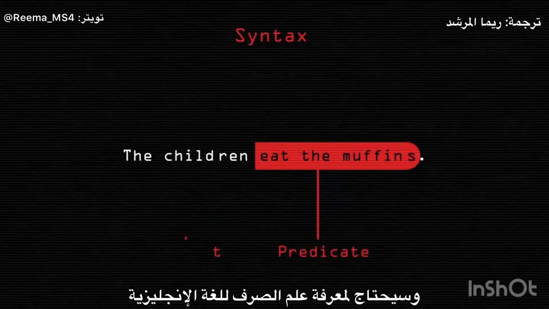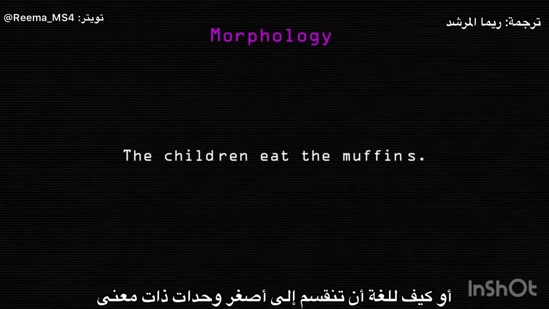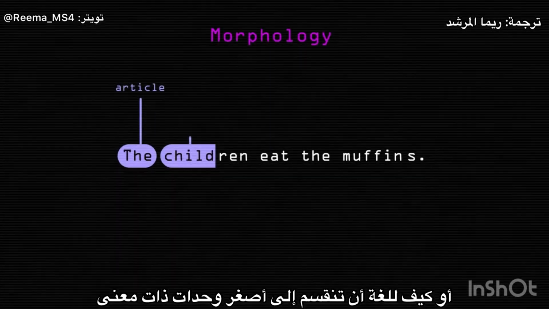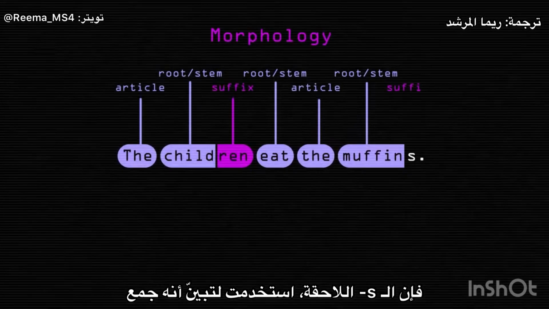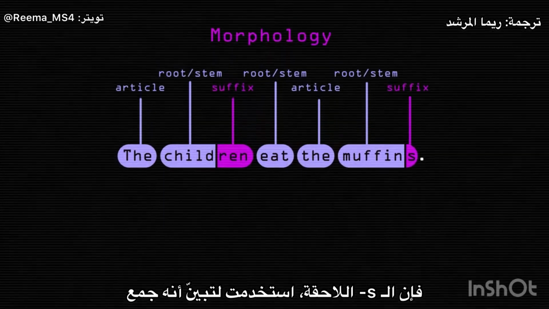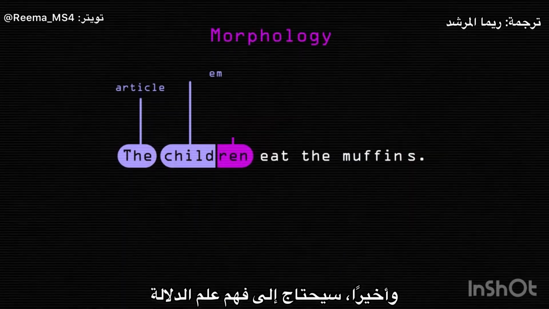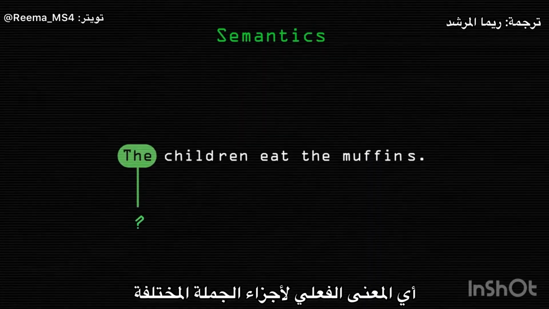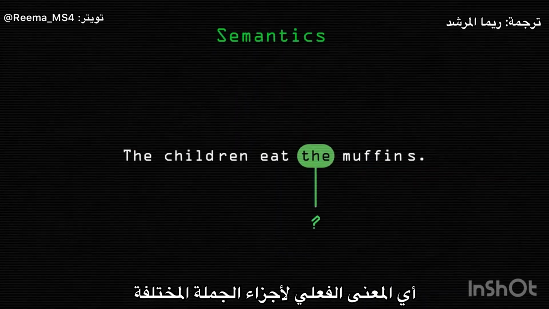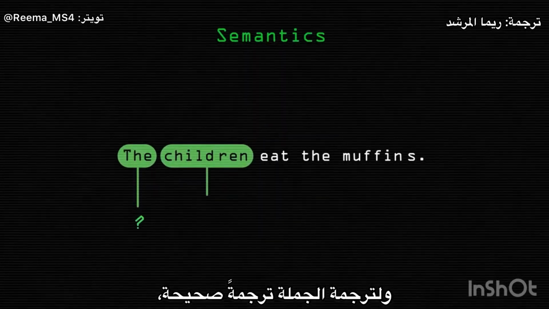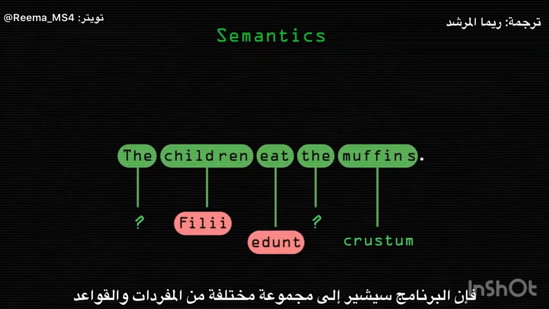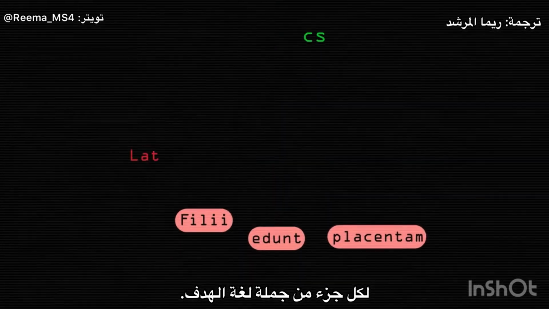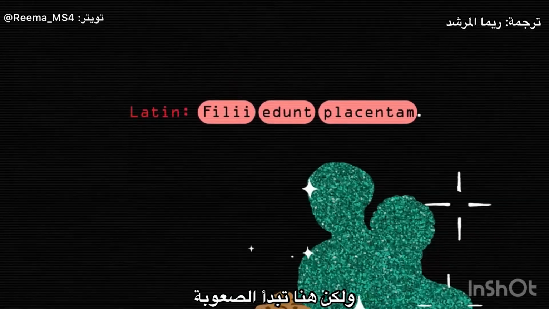It then needs to recognize English morphology, or how the language can be broken down into its smallest meaningful units, such as the word muffin and the suffix s, used to indicate plural. Finally, it needs to understand the semantics, what the different parts of the sentence actually mean. To translate this sentence properly, the program would refer to a different set of vocabulary and rules for each element of the target language. But this is where it gets tricky.